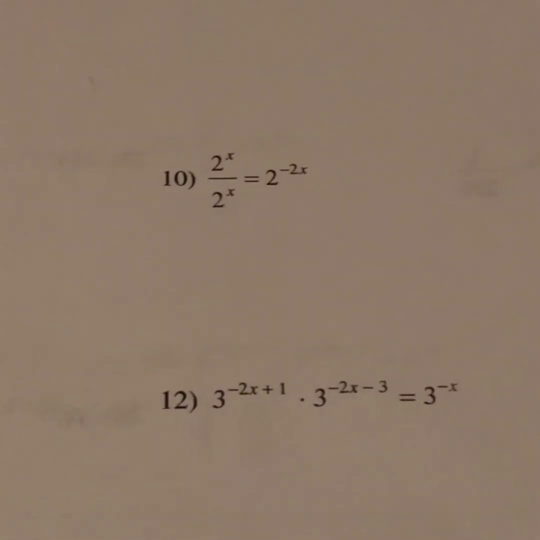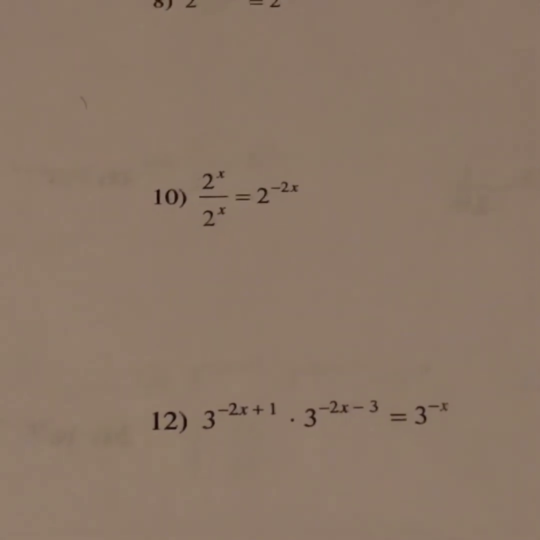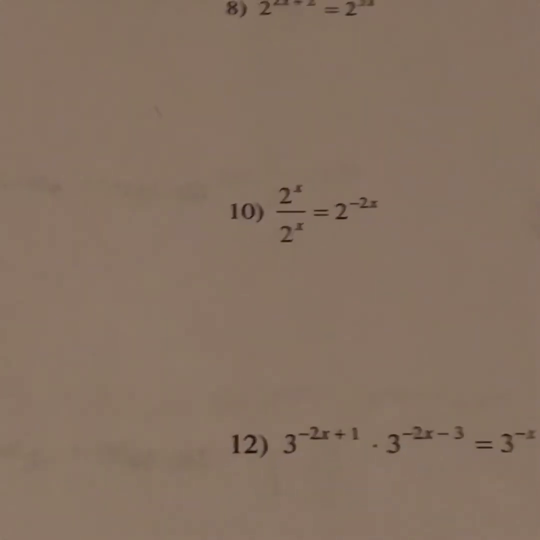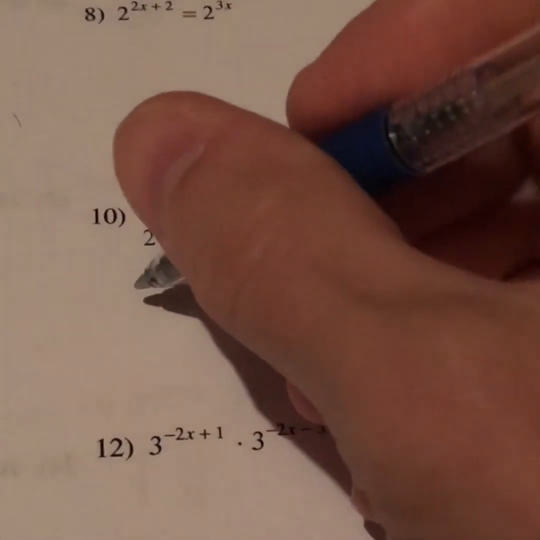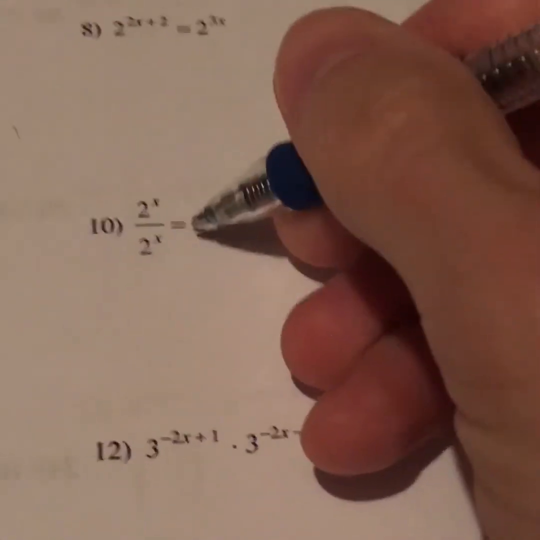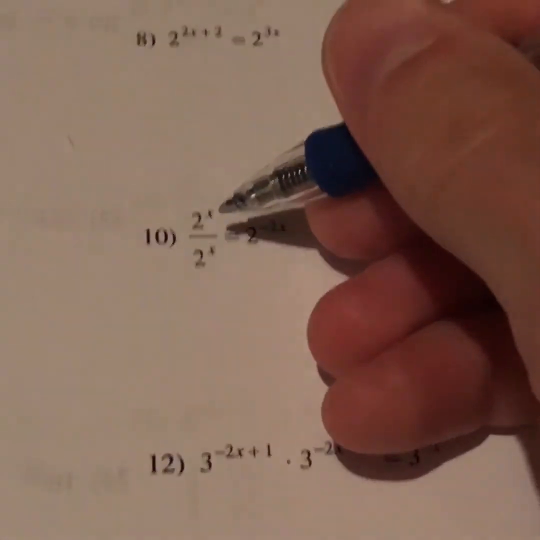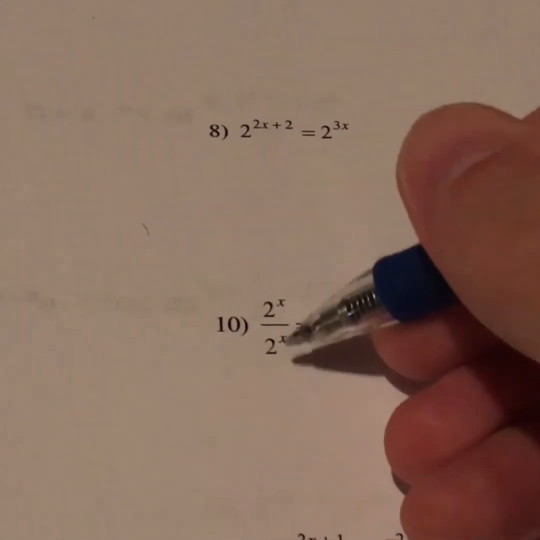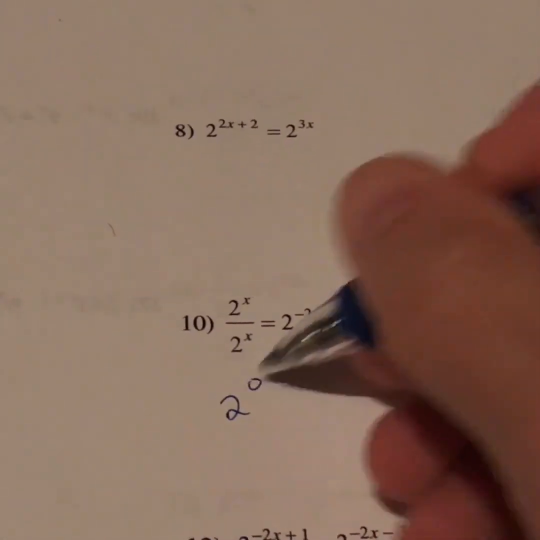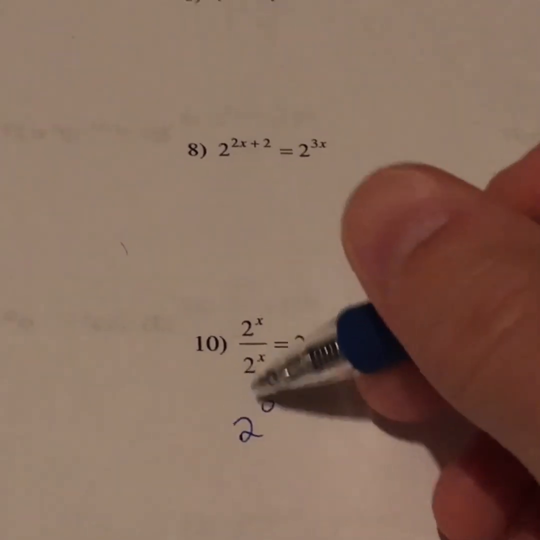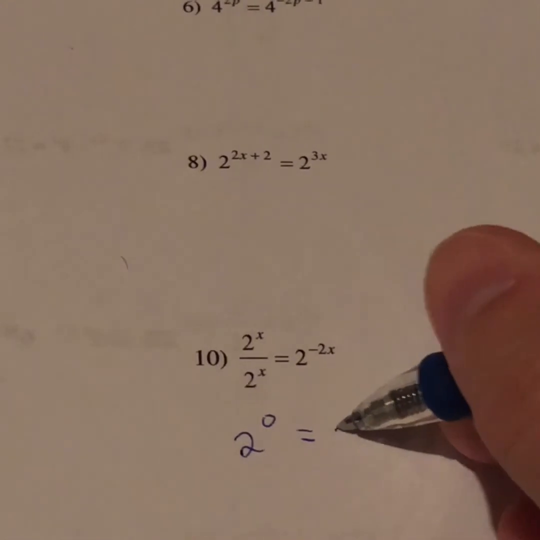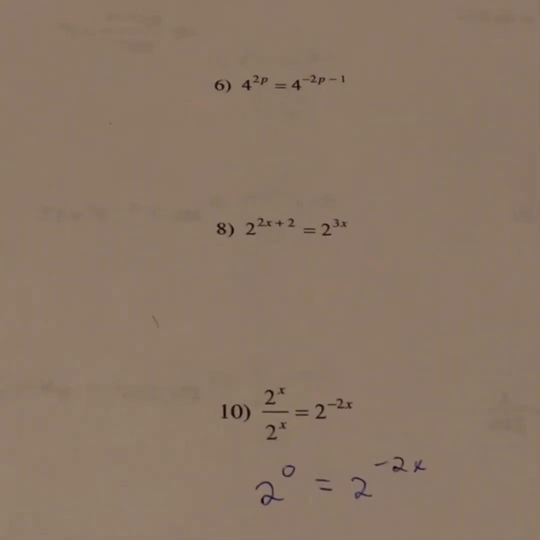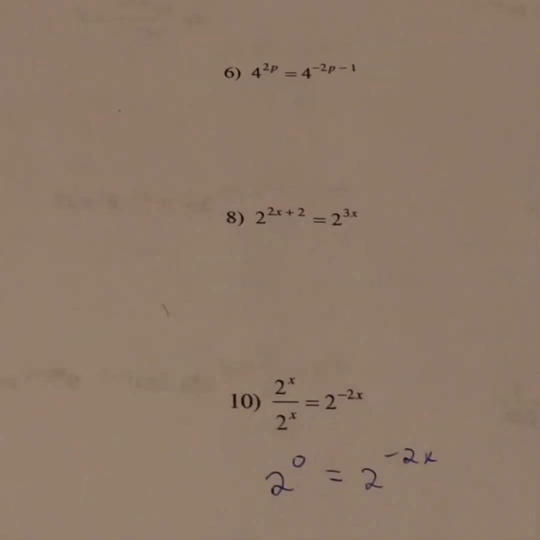And let's see, number 10, that's going to require you to remember what we do when we divide. Well, when we divide with the same base, we subtract the exponents. So that's really just going to be 2 to the 0th power, or you can think of it as, anything divided by itself is just 1. So whether you write 2 to the 0th or just 1, you're going to end up anyway with 2 to the 0. So 2 to the 0 equals 2 to the negative 2x. You set those equal to one another, and once again, you get x equals 0 on that one.